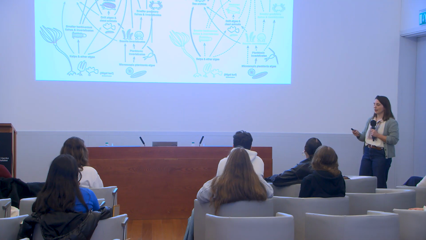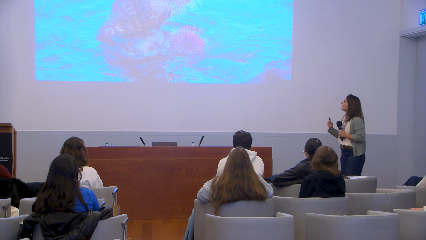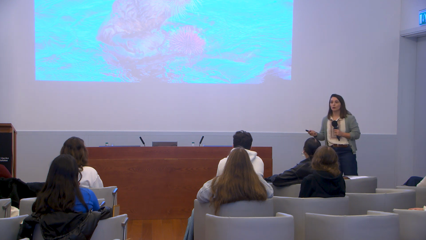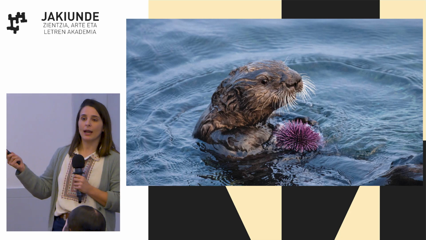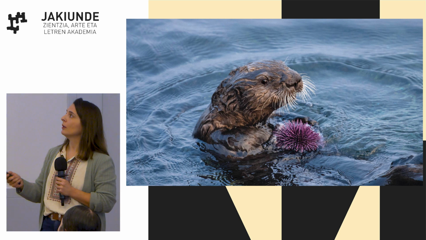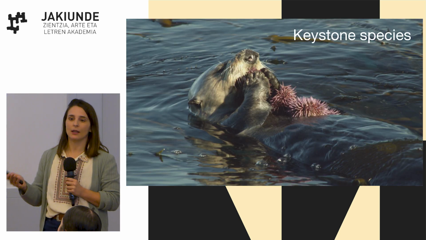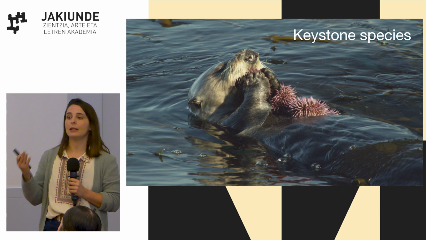kelp forest to survive. So in this case, the sea otters were not only really cute animals, but also they're what we call keystone species in the ecosystem. They are species that if they disappear, there's a huge impact on the ecosystem. This particular keystone species is a really cute one, but there are other keystone species that are not as cute.